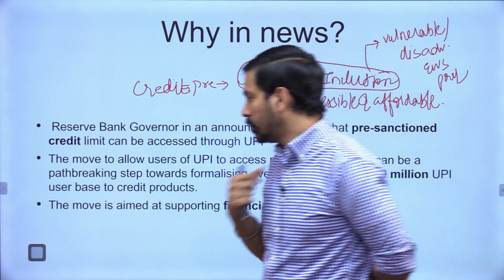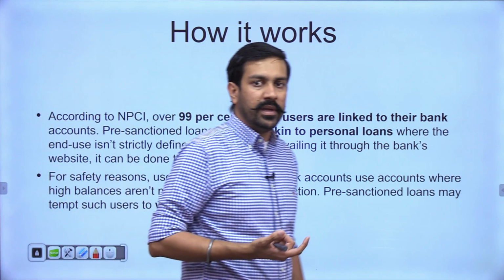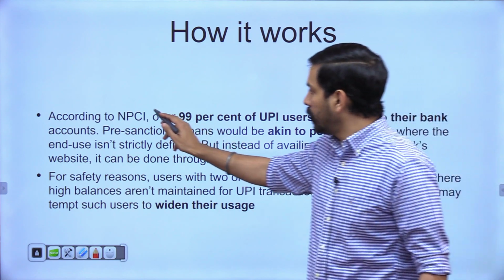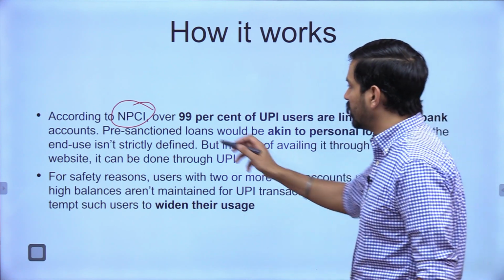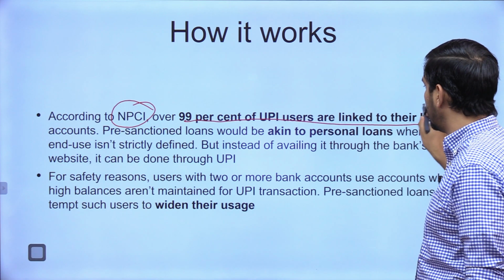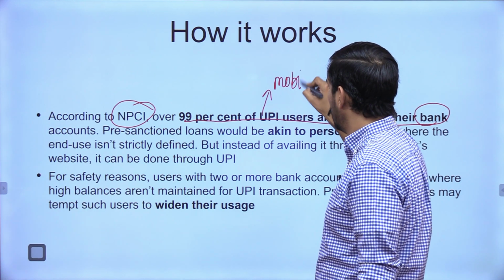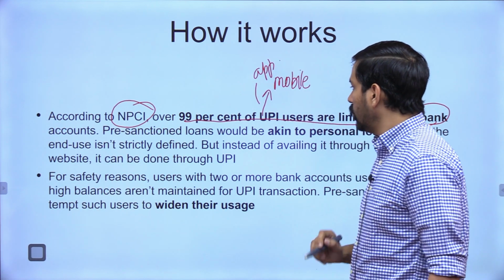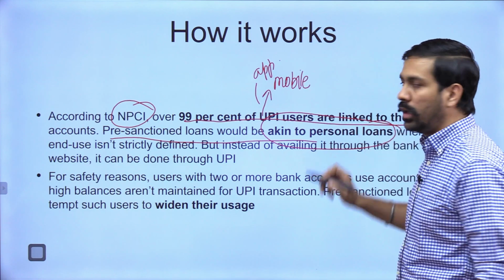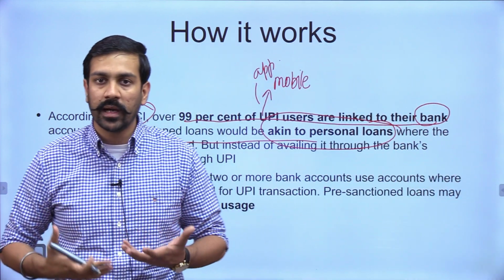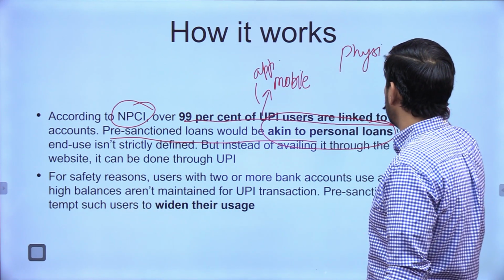Now we will see how this thing works. See, according to the NPCI, National Payments Corporation, that has also been covered in our last classes. So you can go through that. What is NPCI? It states that 99% of the UPI users are linked to their bank accounts. As we know, it works on your mobile. It is an app. So what will happen is, pre-sanctioned loans would be akin to personal loans, the kind of loan that you get when you go through a bank website, or a loan that you go and avail from a physical branch.